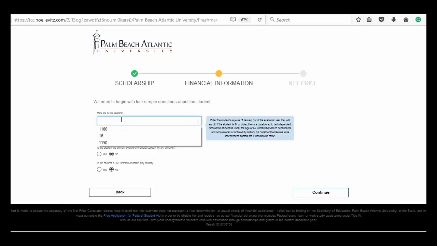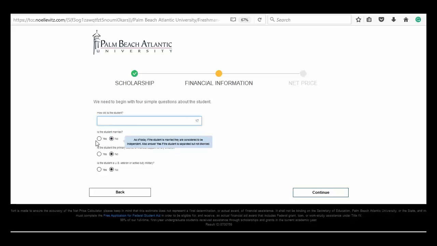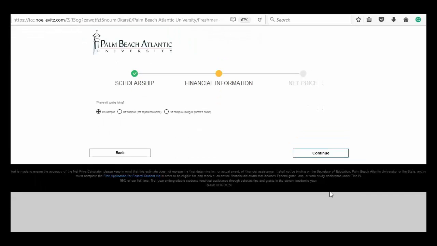I need to know the age of the student. Age is 17. Is the student married? No. Does the student support any children? No. And the student is not in the military or active service. Very important. If you live off campus with your parents, they will not give you any support for tuition and board. So when filling it out, I would just put on campus or off campus, not a parent's home, just to see how much more you would qualify total.